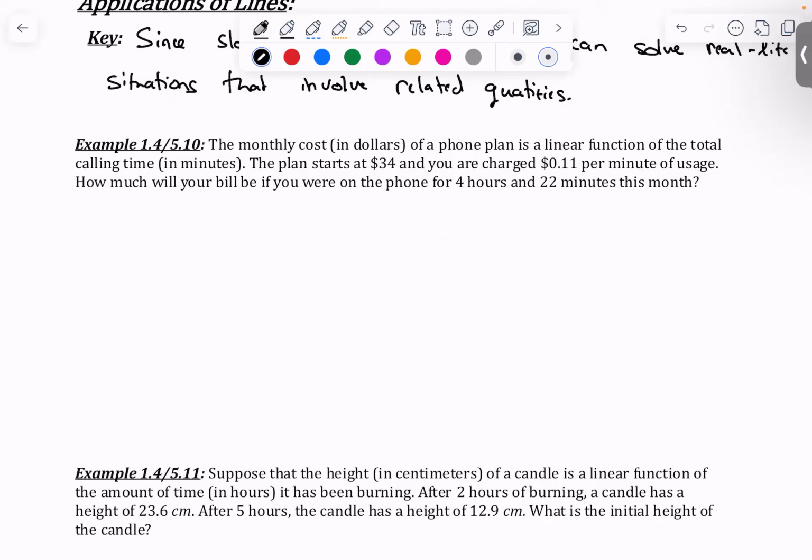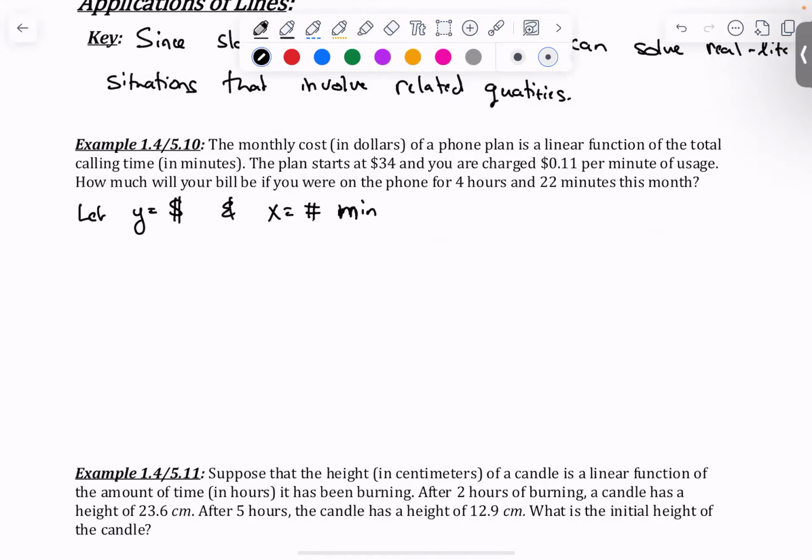So, okay, we're trying to find out how much our bill will be. So we can use whatever variables we want. Let y equal the amount of money for your bill, and let x equal the number of minutes.